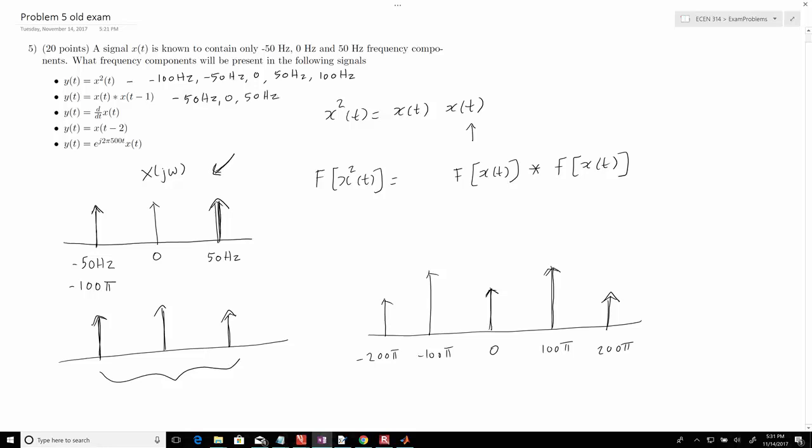So the e to the j omega doesn't really matter. It changes the amplitude, the strength, right? But we don't care about the strength, because in the problem we are asked only to tell which frequency components are present in the signal.